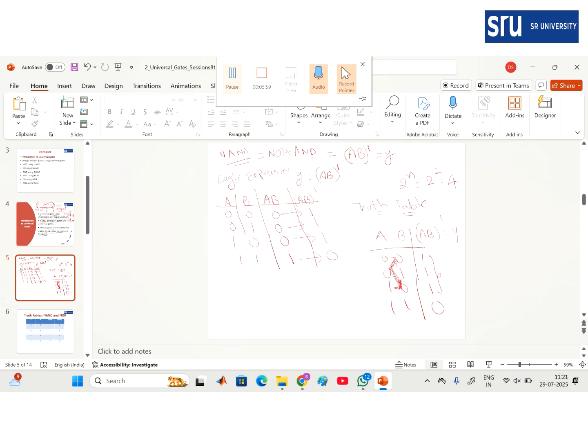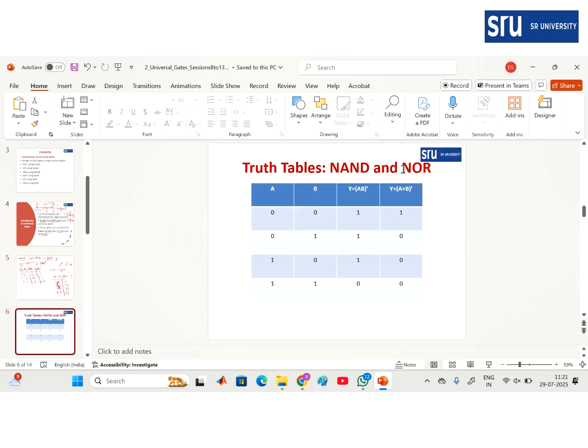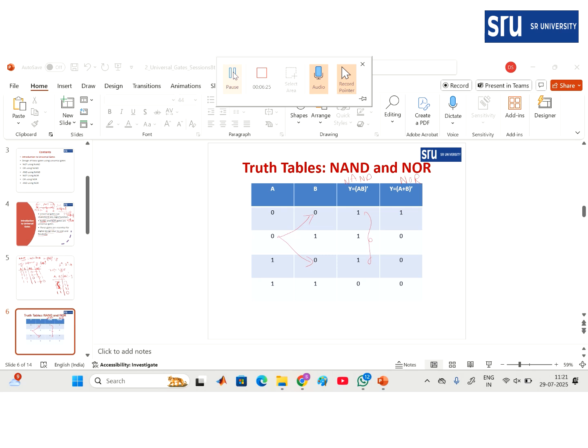Similarly, let us take the NAND gate truth table. We have already designed it: if at least one input is logic 0, the output is definite high. This is the NAND gate logic, and this is the NOR gate logic. NOR gate is opposite to OR gate, and NAND gate is opposite to AND gate. NOR gate is opposite to OR gate, right?